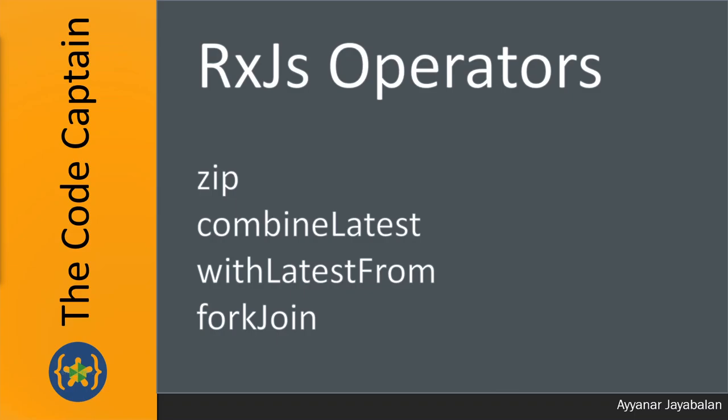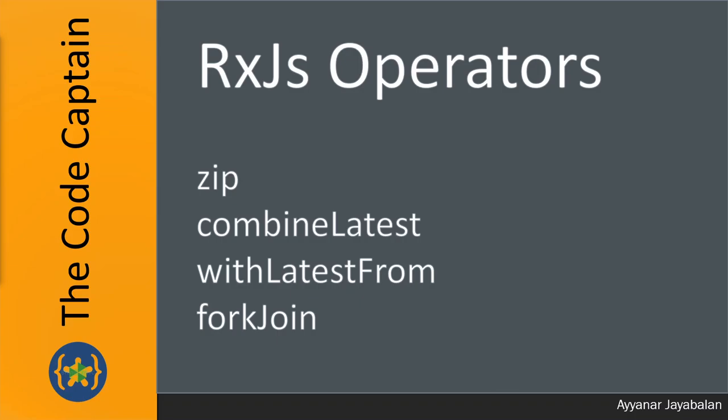Now we will see the RxJS operators: zip, combineLatest, withLatestFrom, forkJoin. Basically, these operators will be used to combine multiple observables into a single one.